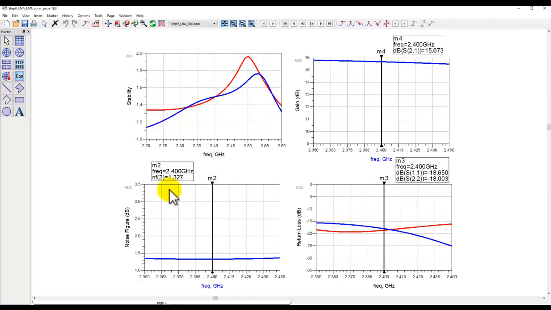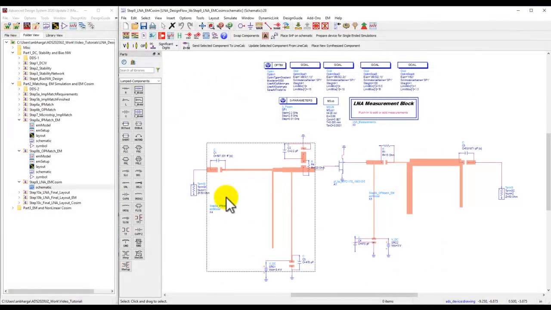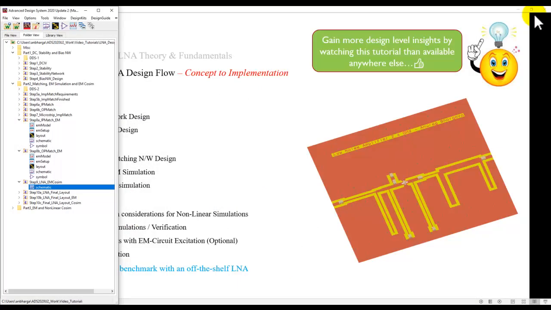Look at the performance. It's pretty much the same. Slight degradation in noise figure due to additional loss. And you can see that additional loss also impacting the gain, which was around 16 dB or so before. Now it's 15.6. But the return loss is pretty good. Gain is above the required specification. Noise figure is below the specification. So everything's pretty good. So when I validate the input and output section separately, now as a final step, I can go and do a final layout.